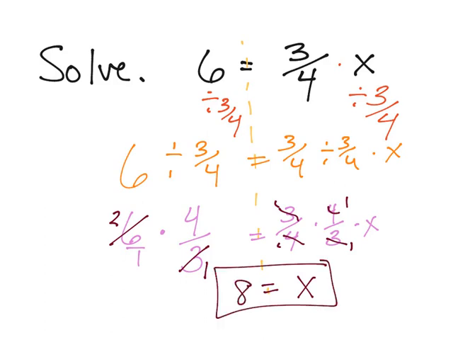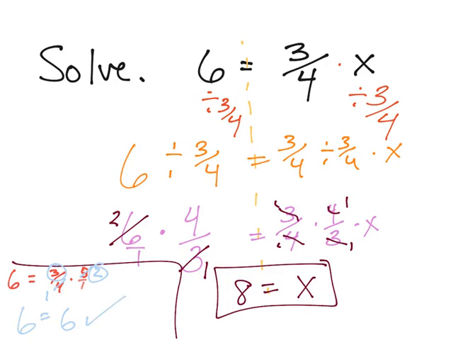If you want to check this, we would say, okay, 6 equals 3/4 times 8. So on the right-hand side, I can put that 8 over 1, and then think, okay, 4 goes into 4 one time, 4 goes into 8 2 times, and then 3 times 2 is 6. And so it works. So that is solving one-step equations with multiplication and division.